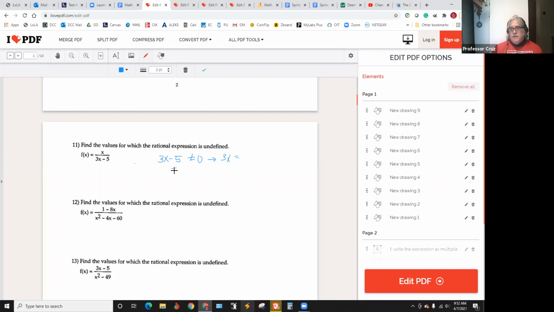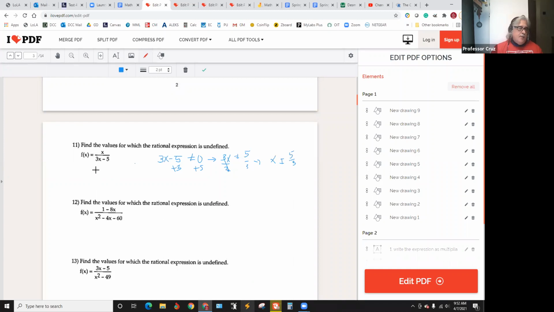So plus 5. I'm still doing it just like an equation. All right, and then I'm going to divide by 3, both sides. X can't be equal to 5/3.